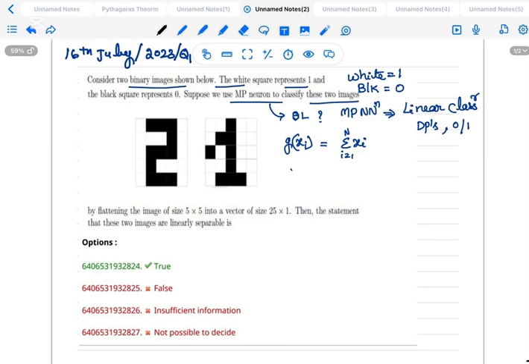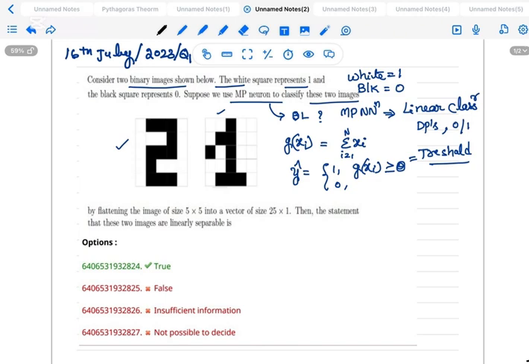It predicts the output y hat equals 1 when g of xi is greater than or equal to theta, otherwise 0. Here theta is the threshold. By calculating against the threshold, it separates the different data points into different classes, class 0 or class 1. So it is called a linear classifier. MP neuron is used to separate the class 1 data points from the class 0 data points.